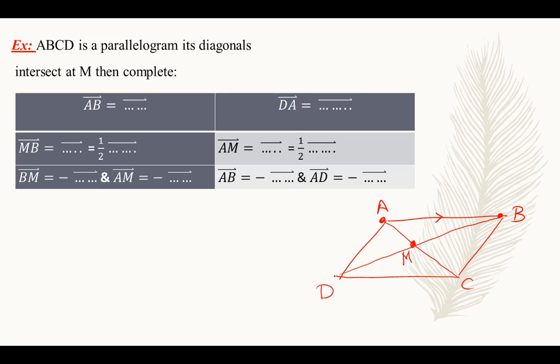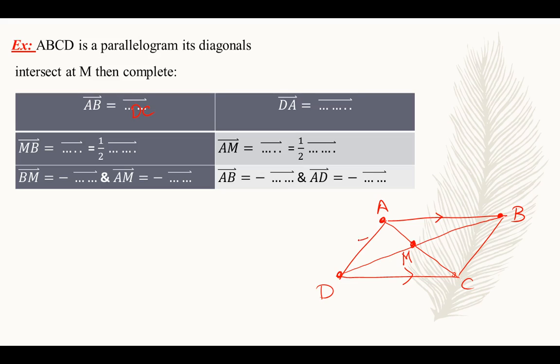So it is equivalent to the directed line segment DC. Why? Because AB equals DC in length, since this is a parallelogram, and they have the same direction.